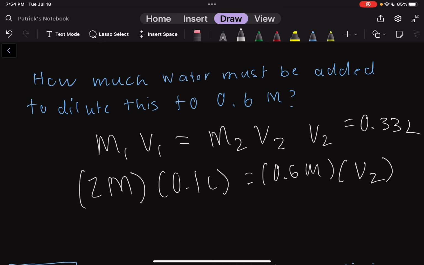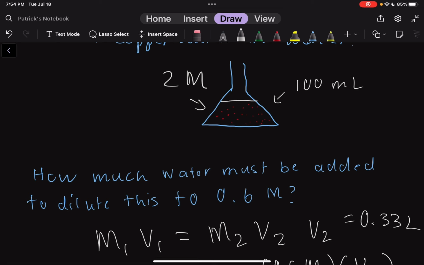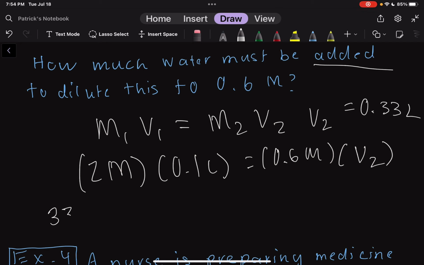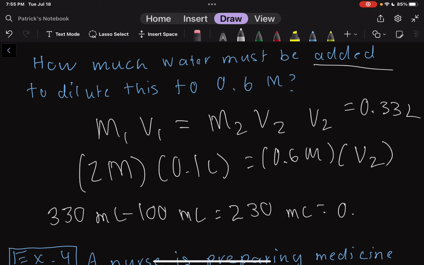But this is not our final answer. If we read the question up here, we'll see that it's asking how much water must be added to accomplish this dilution. What we have here is actually the total volume of the final solution. To obtain the answer for how much must be added, we need to subtract the initial volume from the final volume. And 330 minus 100 is equal to 230 milliliters, or 0.23 liters.